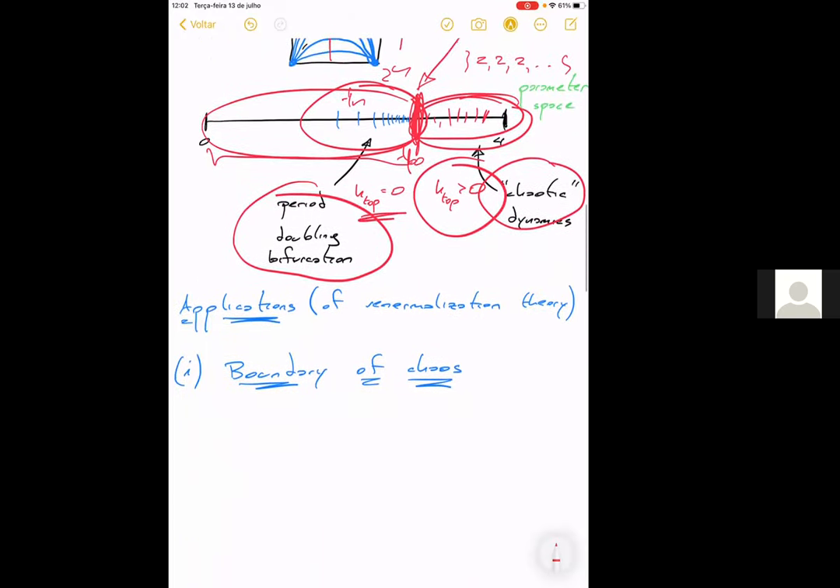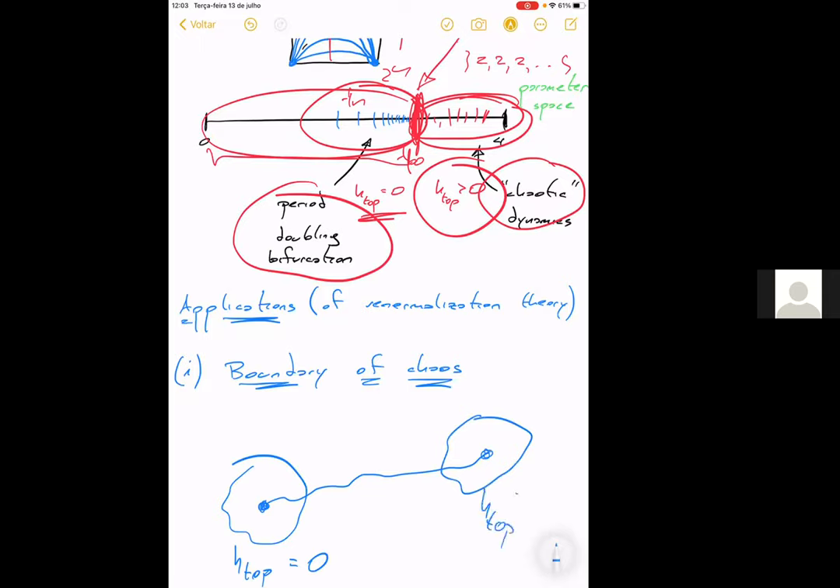So the boundary of chaos is an expression that means precisely the boundary between zero and positive topological entropy. The idea when you study the boundary of chaos is that you start with a dynamical system such that close to it, you always have zero topological entropy. And then you flow, you travel with a one parameter family, and you end up with a dynamical system such that close to it, everybody has positive topological entropy, right? So you go from zero to positive topological entropy.